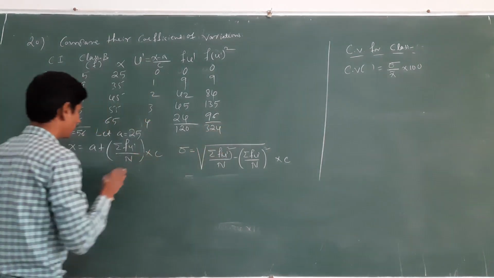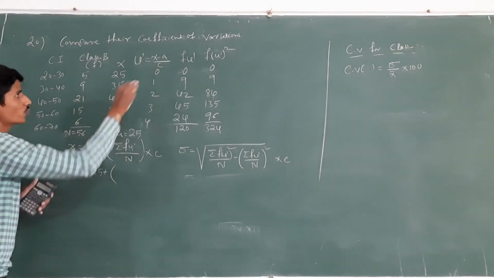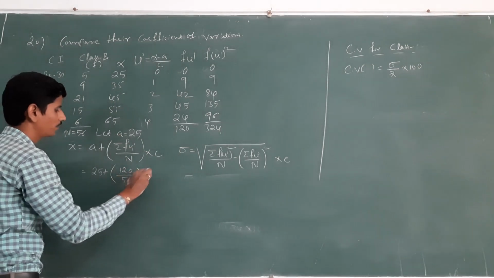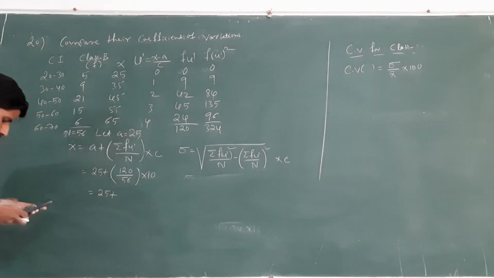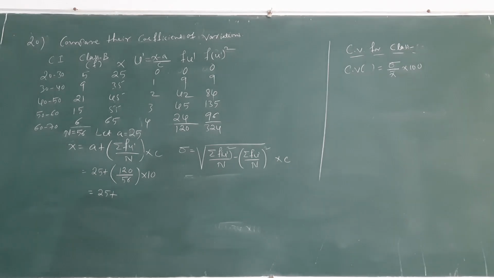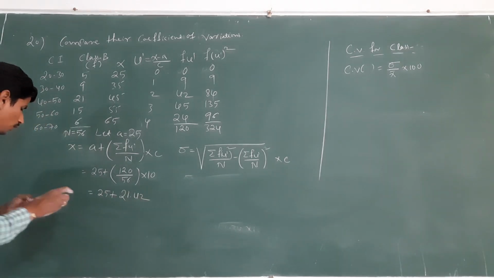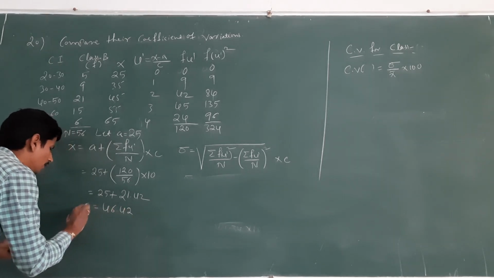Then you have to substitute the values. Here a equal to what? 25 plus fu dash value is 120 divided by 56, into the width of the class interval, which is 10. Here 25 plus 120 divided by 56 is 2.14, into 10 is 21.42, plus 25 is 46.42. That is the x bar value.